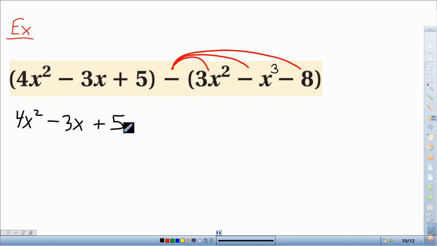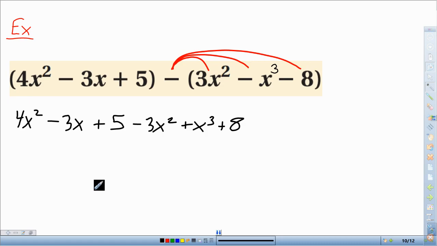On this one, I'm going to apply that negative. So a negative 3x squared, a negative double negative becomes a positive x cubed. And again, double negative becomes a positive 8. Okay, so here's all of my terms. Now let's go ahead and start combining what we can.